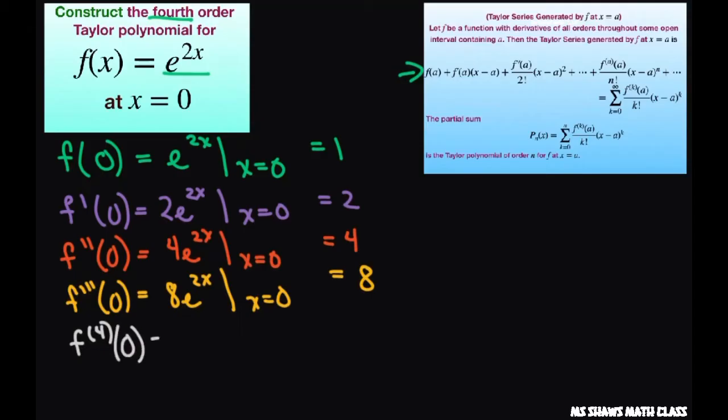And then finally, our fourth derivative is going to be 16e to the power of 2x. Evaluate this at x equals 0. We're going to get this equals 16.